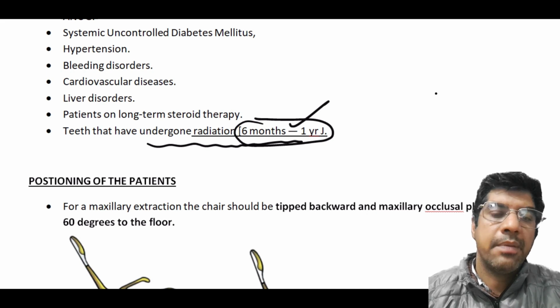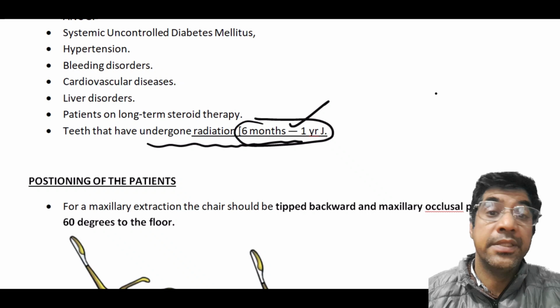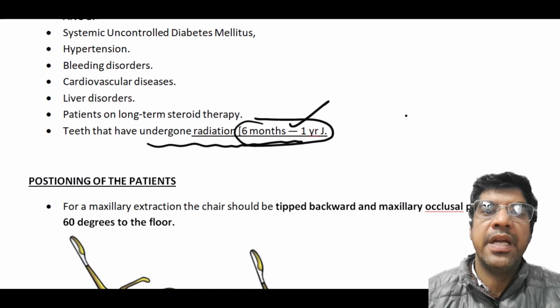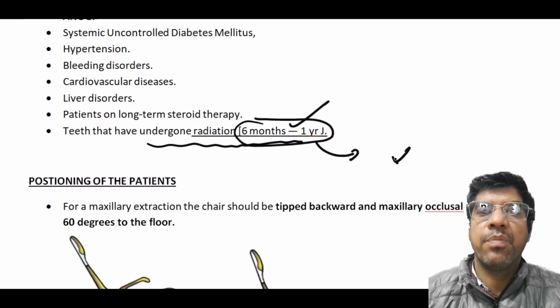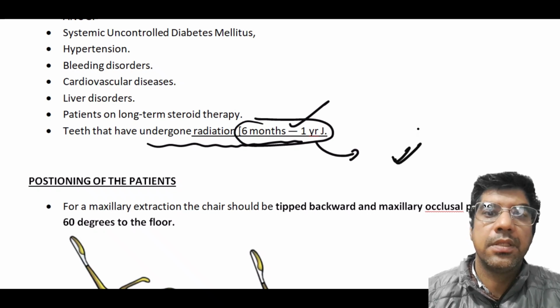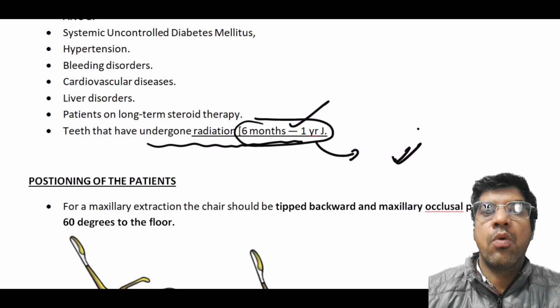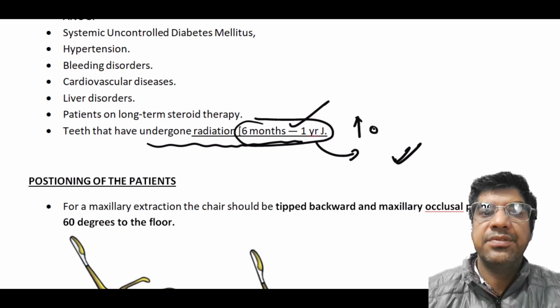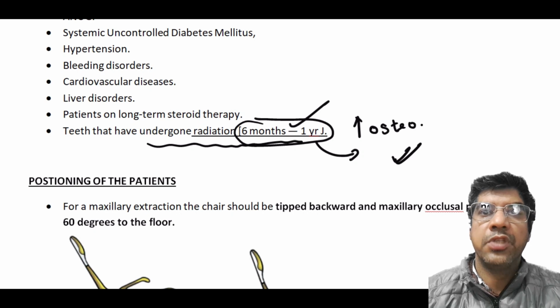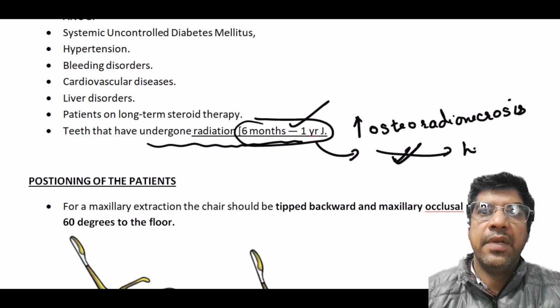So when a patient has undergone radiation therapy, remember, it is important to wait for a specific period, that is 6 months to 1 year, before performing a dental extraction. As radiation can compromise the blood supply and increase the risk of osteoradionecrosis, that is why it will impact healing.